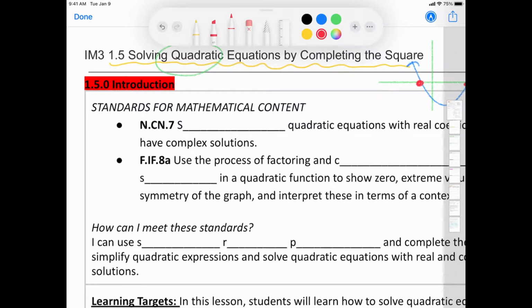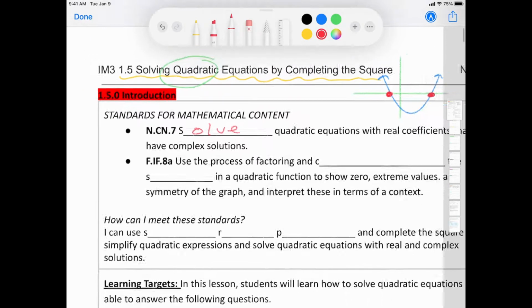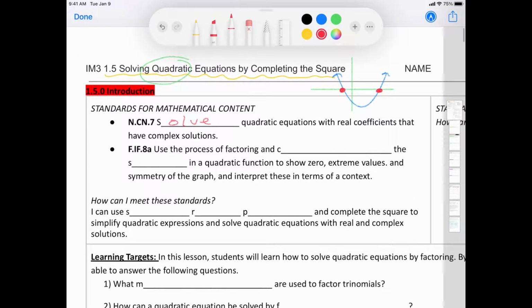Okay, what are our standards for mathematical content? You can solve quadratic equations with real coefficients that have complex solutions. Use the process of factoring, and something we're going to do is called completing the square in a quadratic function to show zeros, extreme values, and symmetry of the graph, and interpret these in terms of a context, or like a story or real life. So how can we meet these standards?